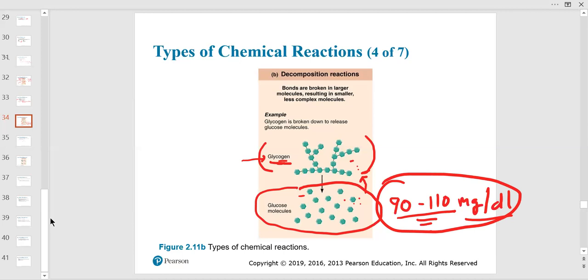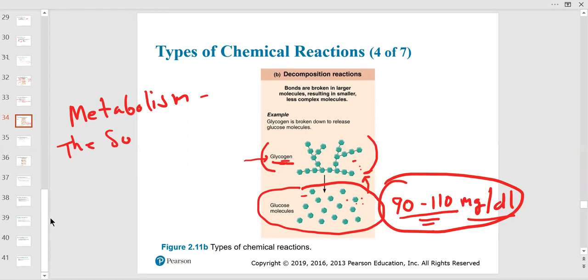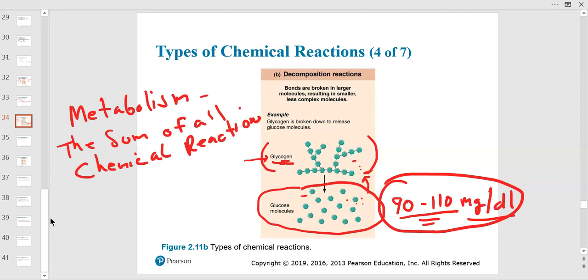And I might have mentioned this last time, but metabolism. The definition of metabolism is the sum of all chemical reactions. So that means you put all the anabolic and catabolic reactions together, you get an average or a sum, and that's your metabolism of a cell. I'm not talking about your BMR, your basal metabolic rate. I'm talking about cellular metabolism, part of life, right? Metabolism, quality of life.